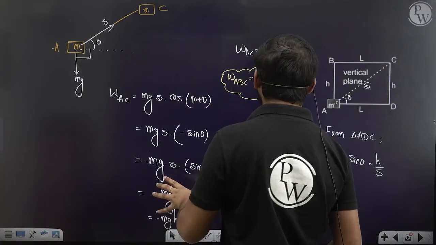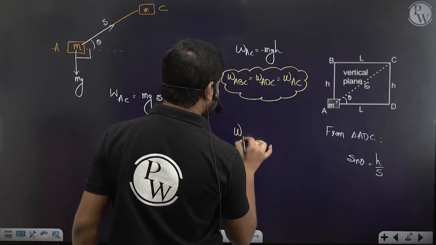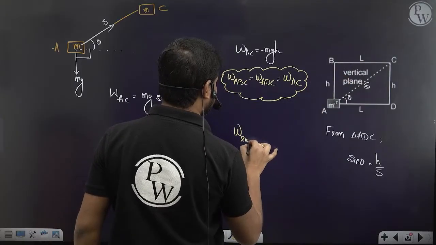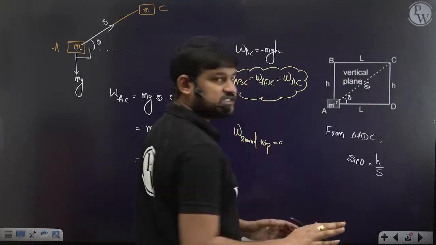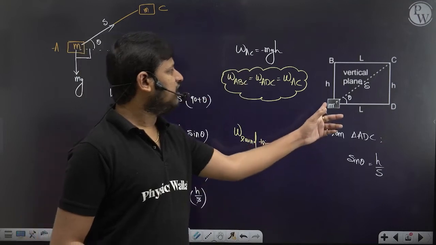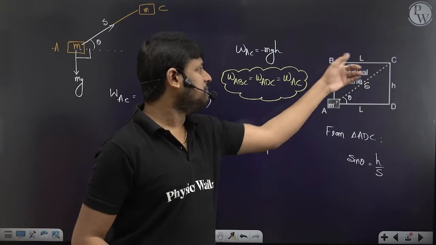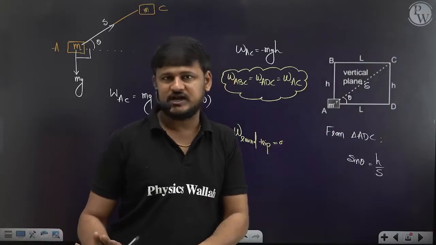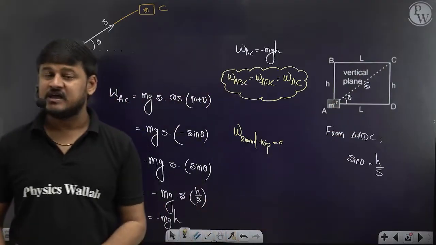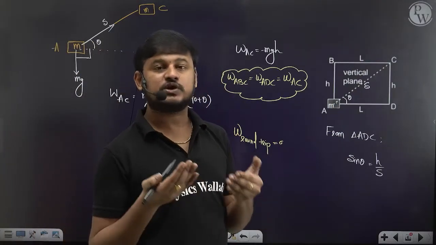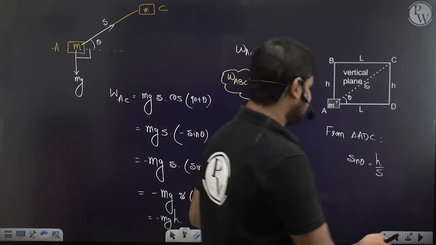Clear? And if you want to find the work done along the loop, let's suppose the work done in this round trip will be 0, I can say. If they ask in the question, along ABCDA, what is the work done along ABCDA, which is the closed loop? So the work done along the closed loop, if the initial and final points are same, the work done against the conservative force is going to be 0. Clear? Hope the concept is clear, guys.